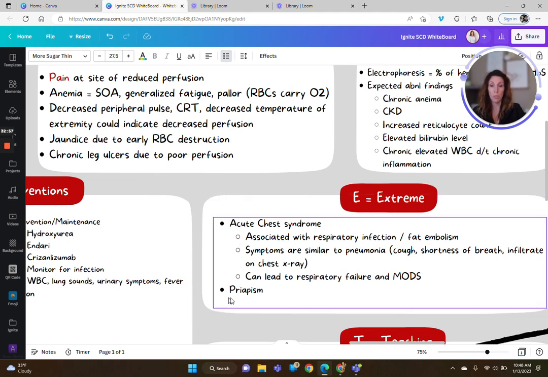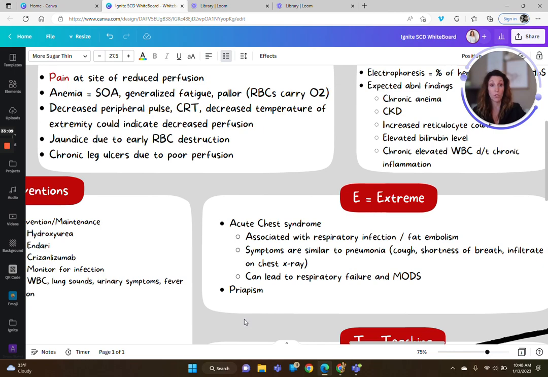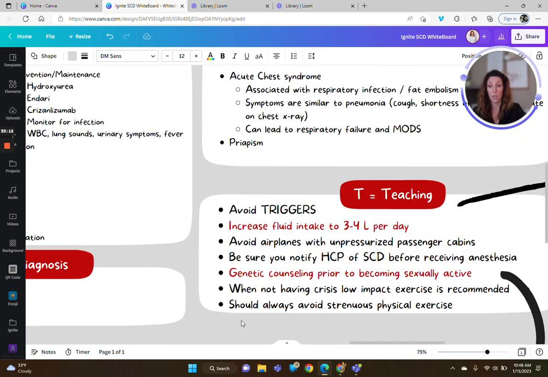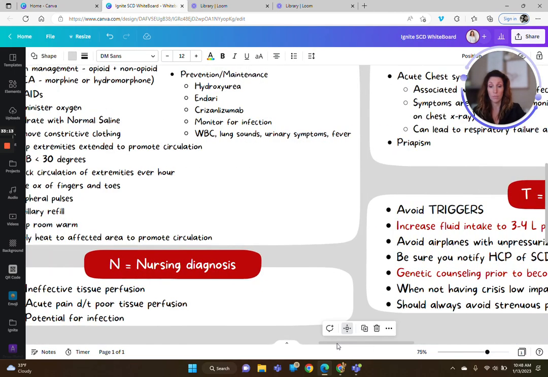And then other extreme things that can happen to patients that have sickle cell disease are priapism, which is a prolonged erection, and this occurs because that area gets occluded, and this can be a medical emergency, and they need to seek urgent care, probably emergent care.